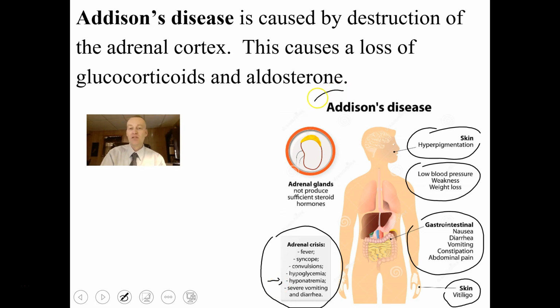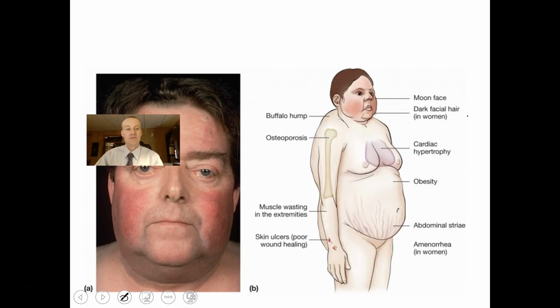We believe that President Kennedy had Addison's disease. He was probably a very sick president. If you look at some of his skin, a lot of people thought he was suntanned, but it was probably hyperpigmentation from the consequences of Addison's disease.